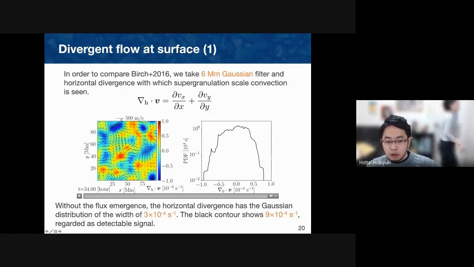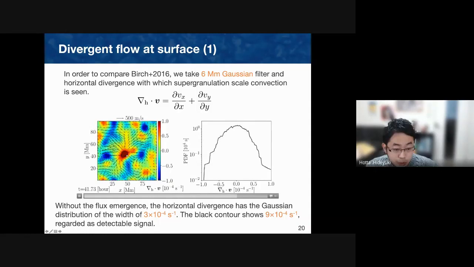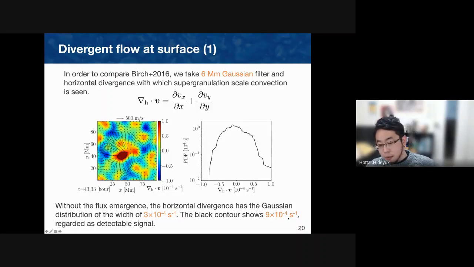This shows the horizontal divergence, and this shows the PDFs, the probability density function, of the horizontal divergence. Without the flux emergence, the distribution of the horizontal divergence is Gaussian. But when the flux emergence occurs, the large horizontal divergence component is extended, as you can see. This is the flux emergence, okay? Then this is extended. This black line shows 9 × 10⁻⁴ per second, which is 3 sigma of the distribution of the ordinary horizontal divergence. So we think this is an important flux divergence.